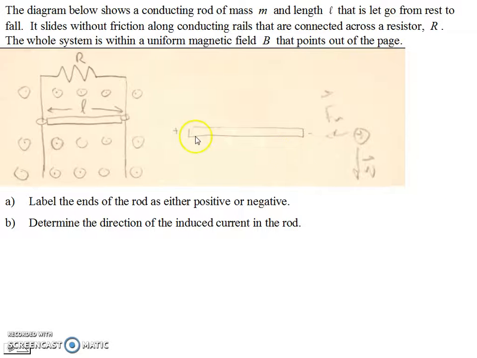Okay, so if we're using this method, now this end is like the positive terminal of the battery, this end is like the negative terminal of the battery, which means charges are going to flow out of this end through the resistor, back in here, and to the left inside the rod. So we should be getting a current pointing to the left.